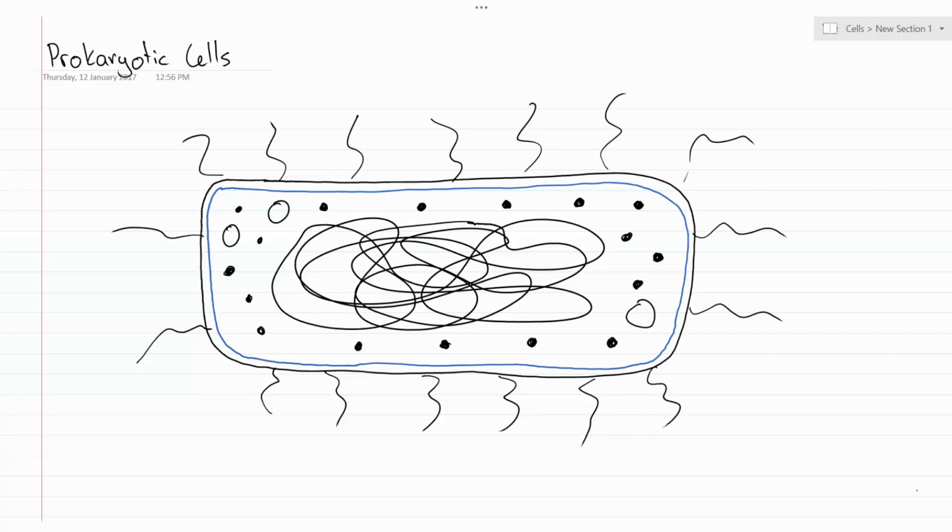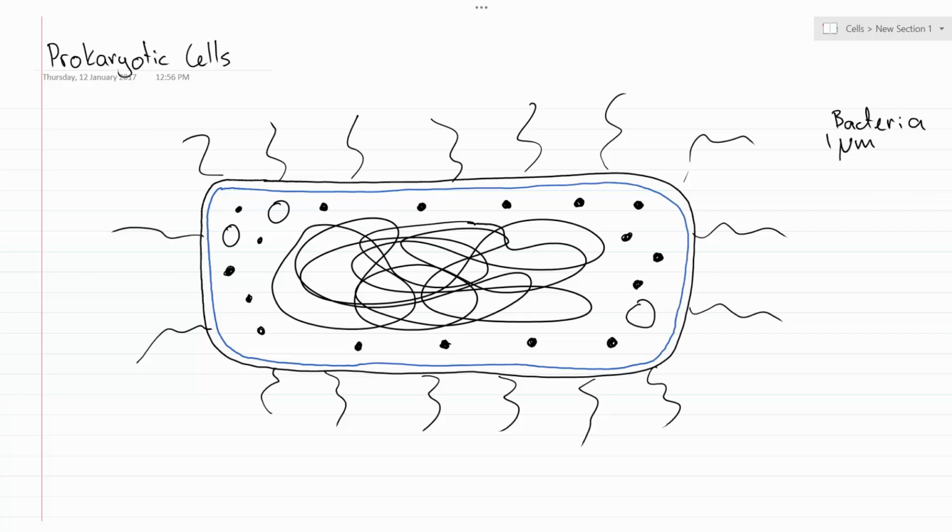And what we're going to do is talk about some of the main components of a prokaryotic cell. So the first thing to recognize is prokaryotic cells are going to be things kind of like bacteria, and they're very small. So we're talking sort of as small as 1 micrometer in size. So prokaryotic cells are very small and they're very simple.